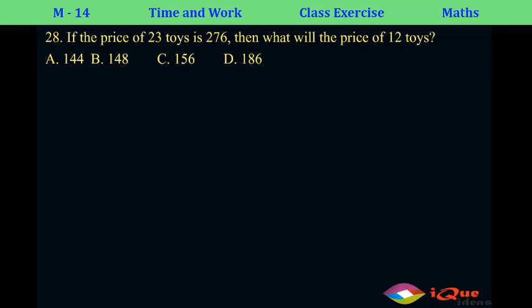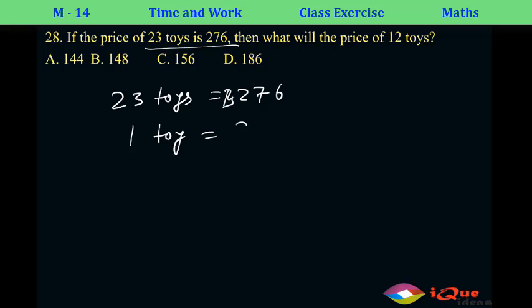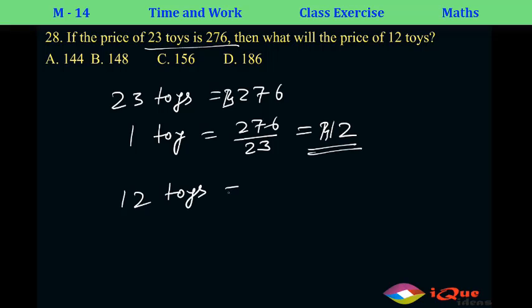This again is a unitary method question, where you can find the cost of one toy. It is 23 toys is equal to 276 rupees. Alright, so one toy is straight away equal to 276 divided by 23. If you divide, 23 ones are 230, so it is 12 rupees per toy. So cost of 12 toys will be equal to 12 into 12, which is 144 rupees. A very simple question. Option A is the correct answer.